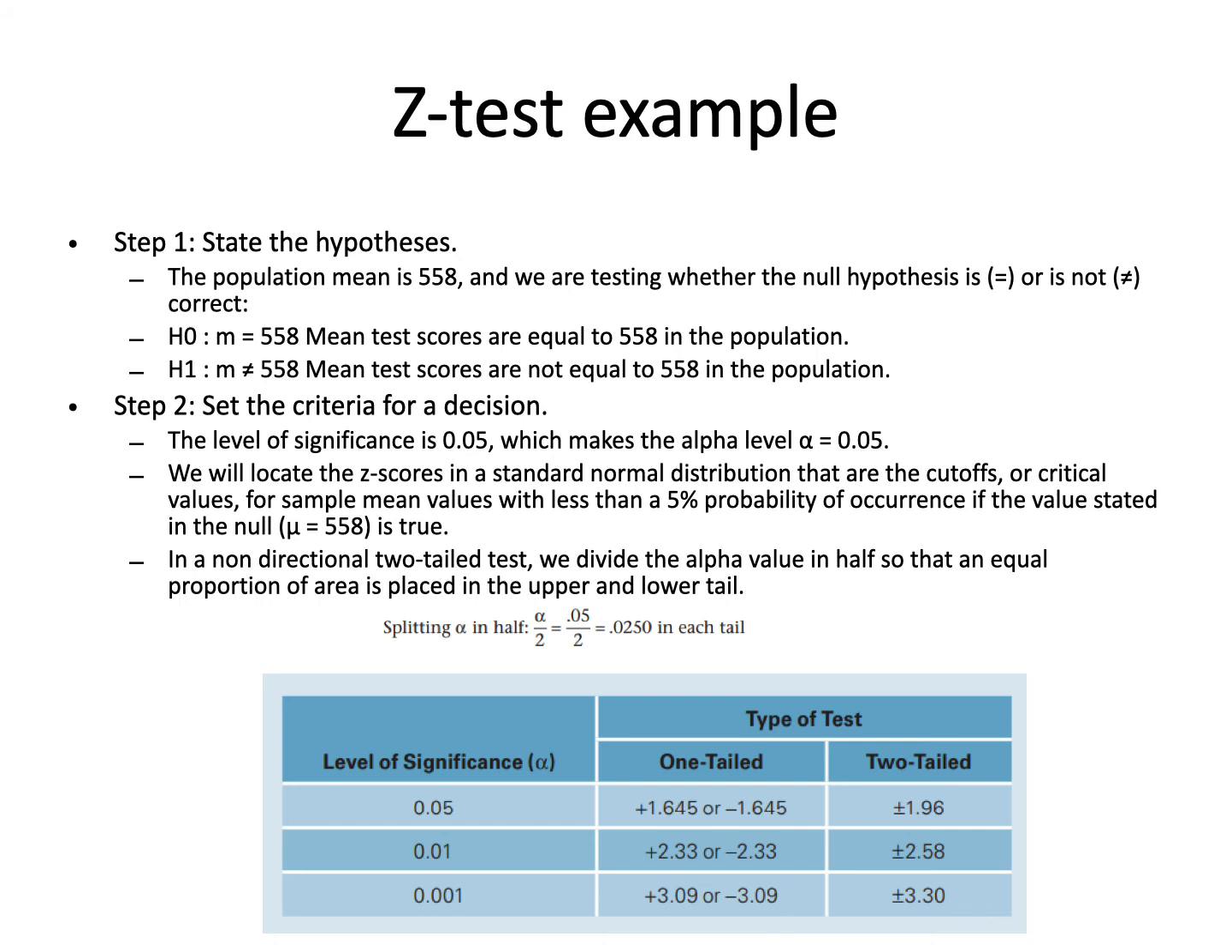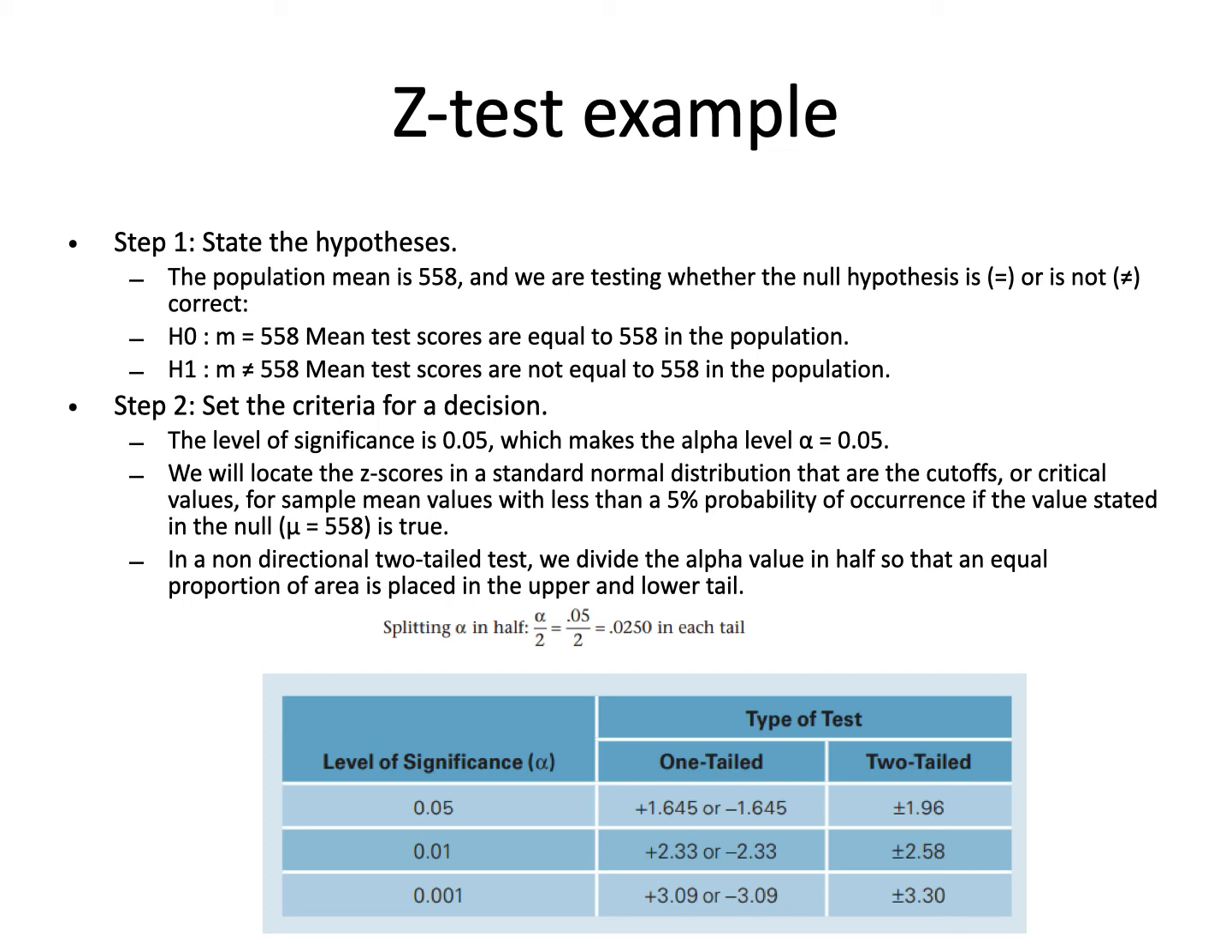First, we will state the hypothesis. Here the population mean is 558, and we are testing whether the mean is equal to or not equal to it. So the null hypothesis H naught is M is equal to 558, that is, mean test scores are equal to 558 in the population, and our alternative hypothesis is that this is not correct, or M is not equal to 558. That means the mean test scores are not equal to 558 in the population.